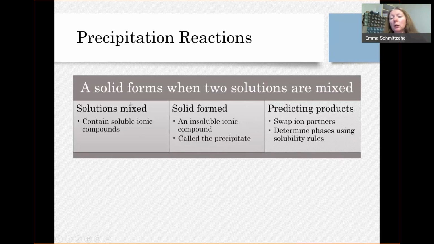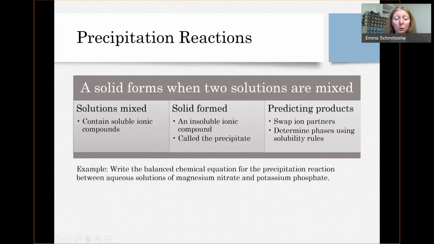So let's look at one example to start with on what I'm talking about when I say swap ion partners. This example says to write the balanced chemical equation for the precipitation reaction between aqueous solutions of magnesium nitrate and potassium phosphate. So I give you the reactants. It's two aqueous solutions, and I want the balanced chemical equation. So you're going to have to be able to predict products, determine phases, and balance the reaction.